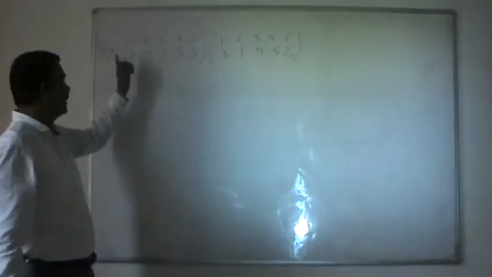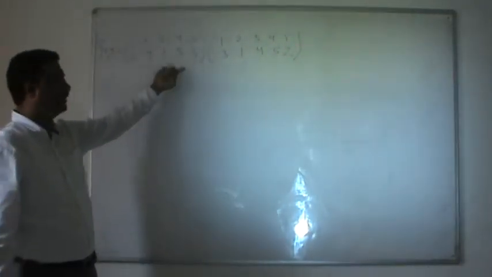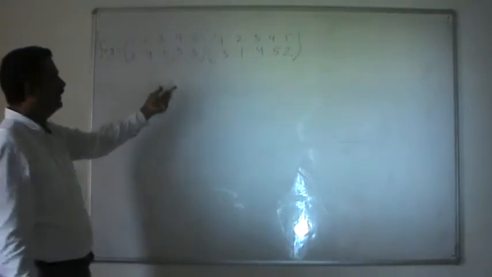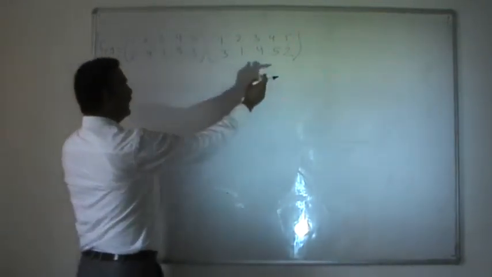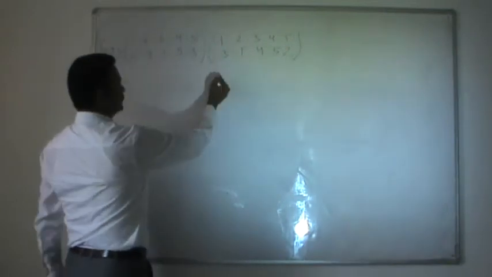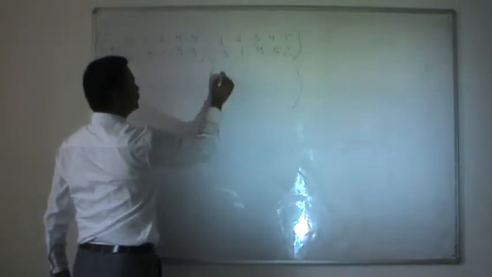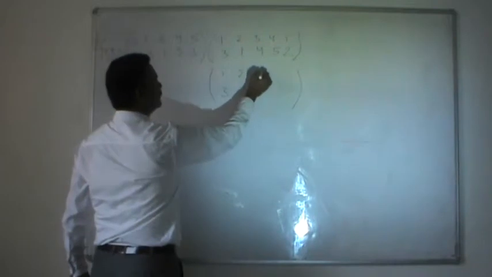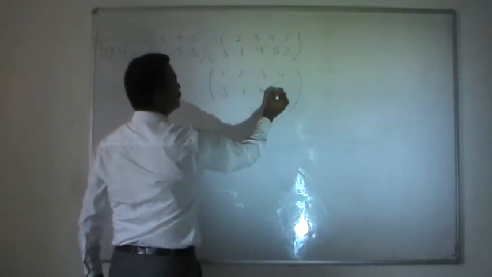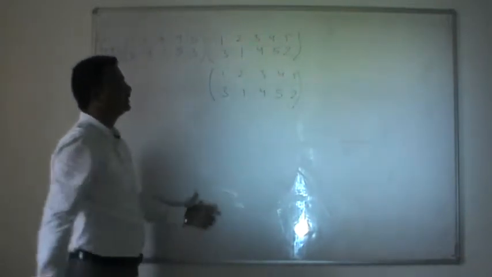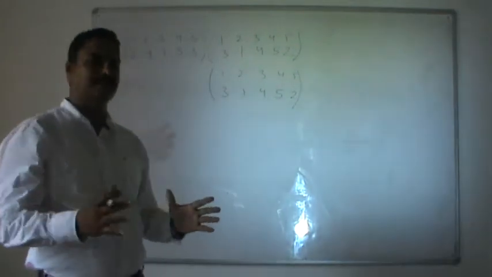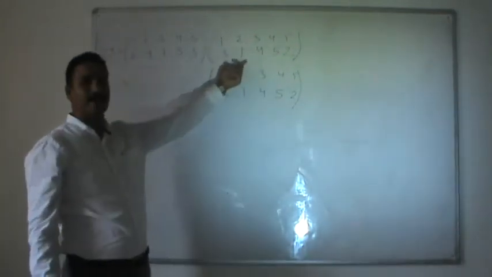Now we determine the product of F and G. Both are permutations of degree 5. First of all, we rewrite the same G permutation as such. So 1 goes to 3, 2 goes to 1, 3 goes to 4, 4 goes to 5, and 5 goes to 2. In order to determine the product of two permutations, we simply rewrite the second permutation again as such.